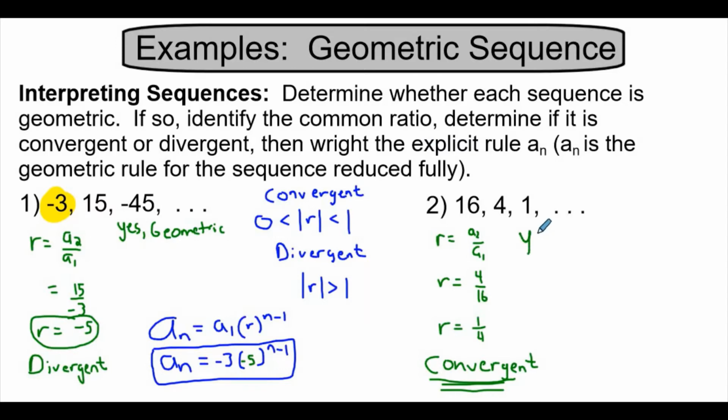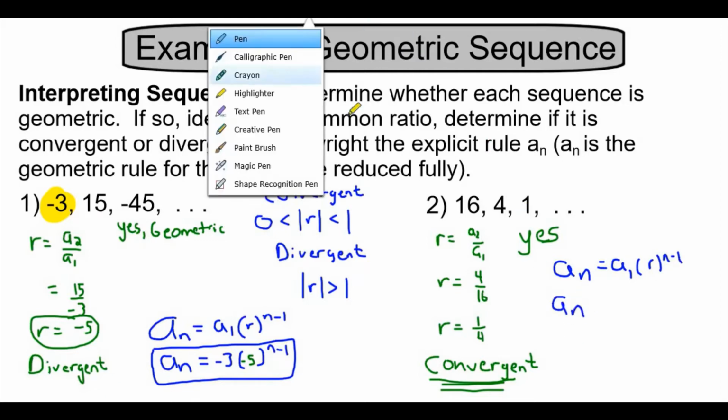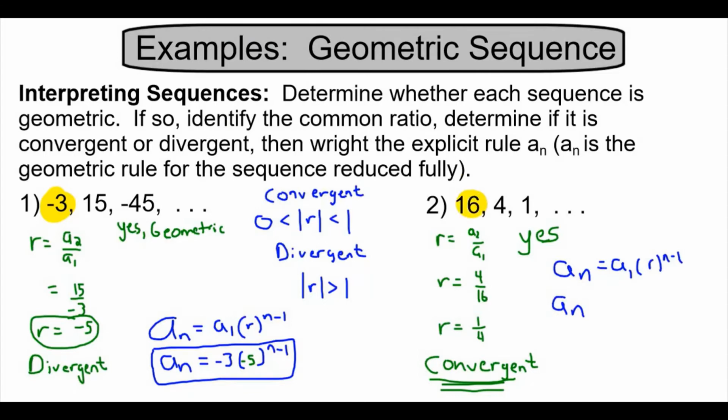All right, so this one's a yes, right? We just proved that it's a fourth. And the formula would be AN is equal to A1 parentheses R to the n minus 1. And so that means that AN would again be, find your first term, blammo, it's right there.